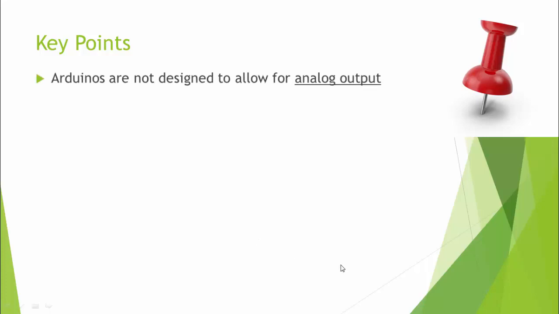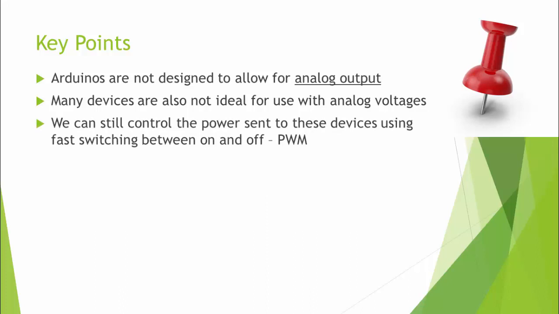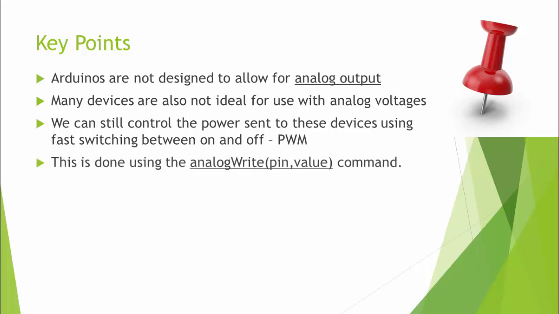Okay, so let's wrap up then. Arduinos aren't designed to allow for analog output, but that's okay because many of the devices we use wouldn't accept analog output anyway. We can still control the power going to these devices by using a built-in function in the Arduino for fast switching between on and off called pulse width modulation. We do this using the analogWrite command, where we specify the pin and the value that we want to push out to it in terms of its duty cycle.